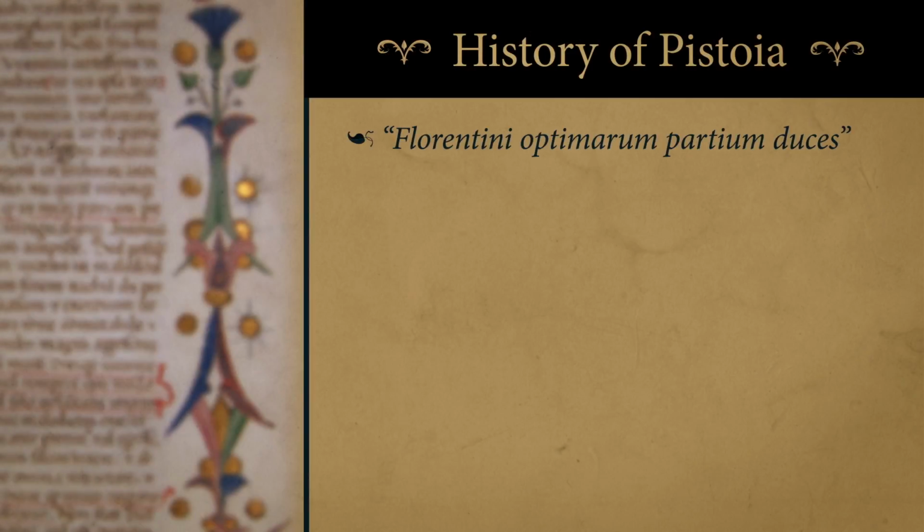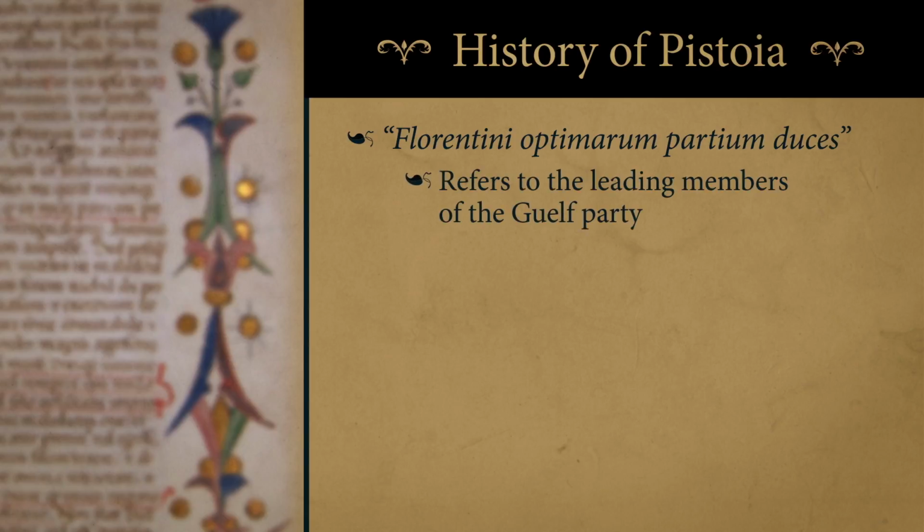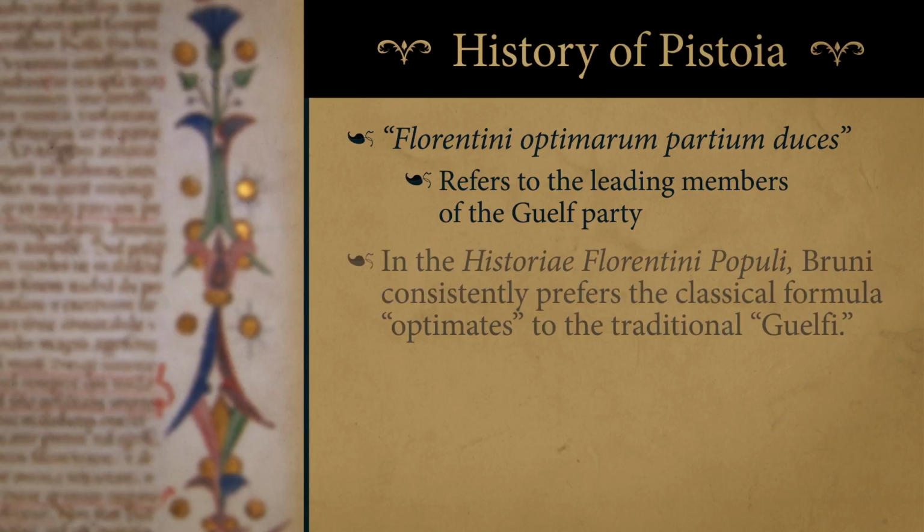Florentini optimarum partium duces, the leaders of the Florentine optimates, to refer to the Guelphs, that is, the leading members of the Guelph party, supporters of the papal faction, opposed to the Ghibellines, who sided with the emperor instead. In the Historia Florentini Populi, that is Manetti's main source both in this passage and for his whole work on Pistoia, Bruni consistently prefers the classical formula optimates in Latin to the traditional, that is medieval, Guelphi.